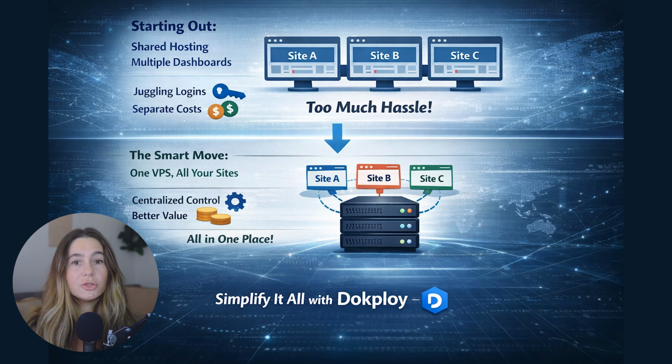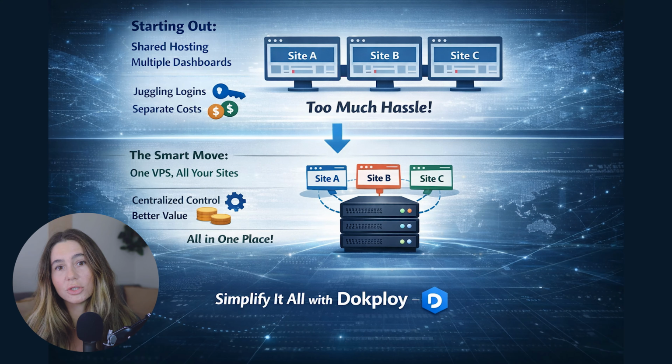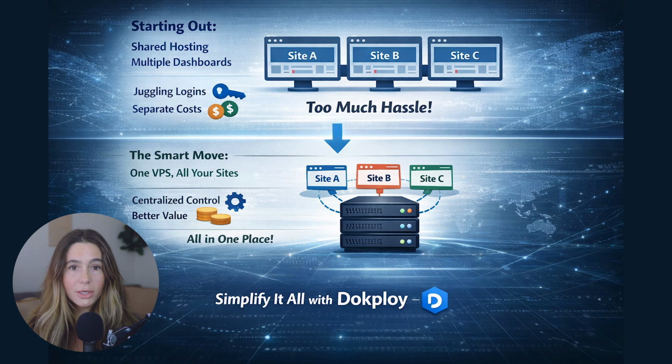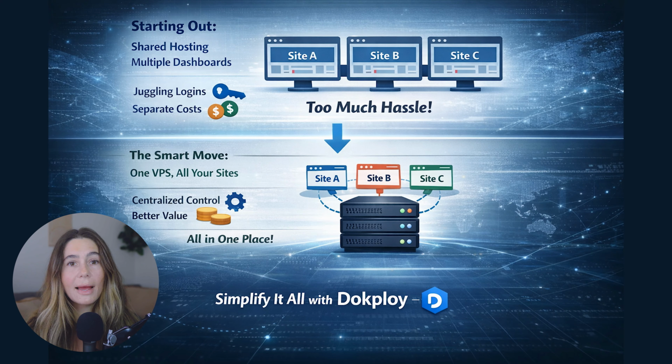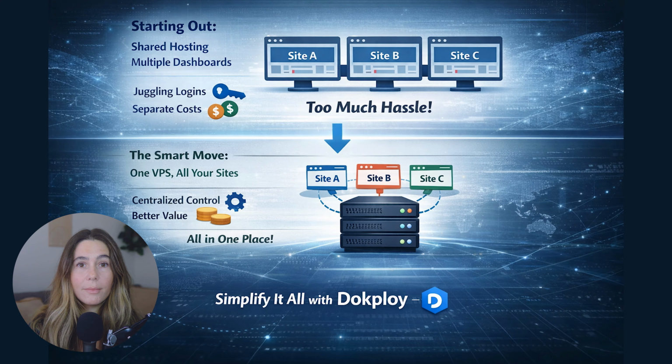Most people don't start here. They usually begin with shared hosting or a simple WordPress plan, and that really works fine for one site. The shift happens when you add more sites. Maybe you're building multiple projects, client sites, or side projects. Suddenly, you're logging into different dashboards, managing separate hosting plans, and paying for resources you're not fully using. A VPS lets you consolidate everything. So instead of spreading sites across different accounts, you run them all on one server and manage them centrally. Dokploy makes that possible without turning everything into a complicated server project.